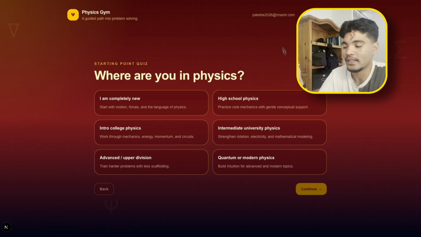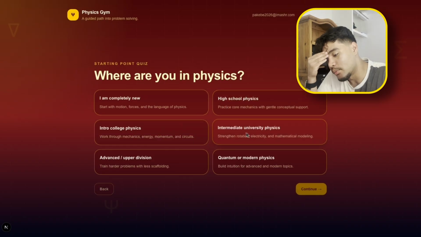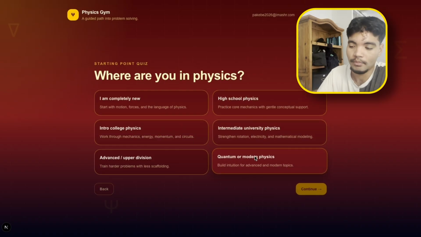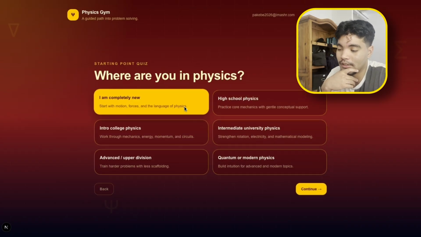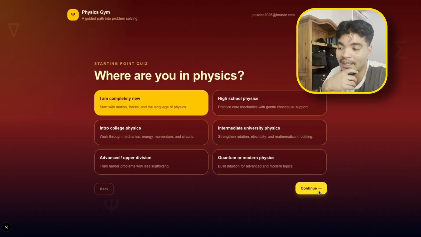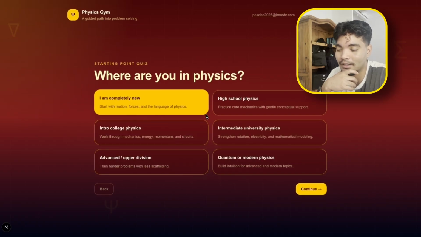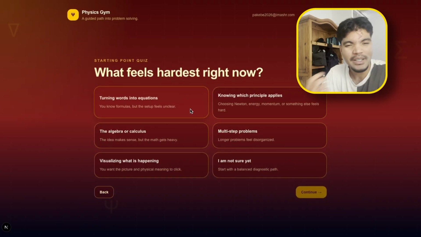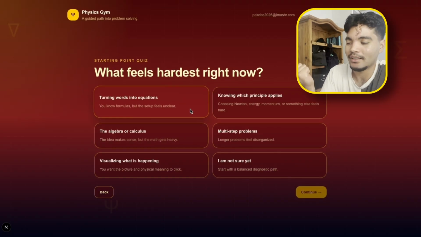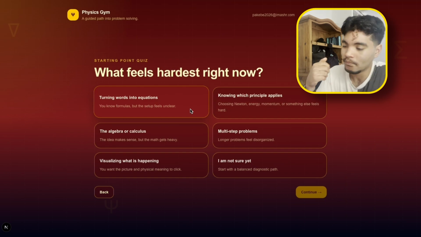Where are you in physics? It can be completely new, intermediate university, or you're already at that quantum level. I'm just going to go ahead and click completely new. Again, I really just wanted to focus on it looking nice. I like the interactivity. When you click a button, it actually does something, because to me that's really important. If I'm learning something, I want to feel good about it while I'm learning it.